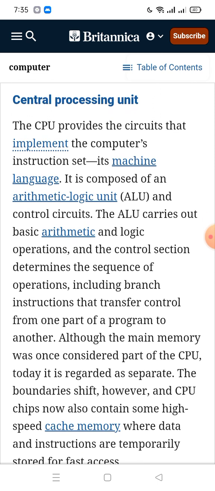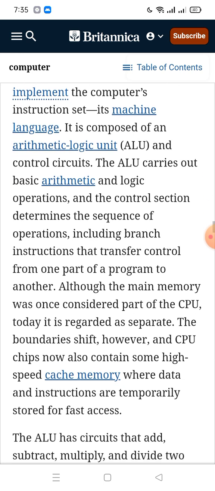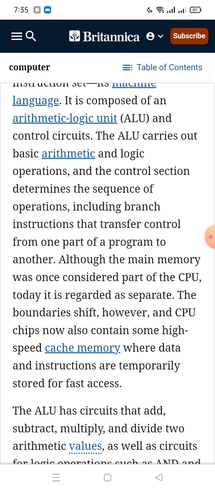The central processing unit, the CPU, provides the circuits that implement the computer's instruction set, its machine language. It is composed of an arithmetic logic unit and control circuits. The ALU carries out basic arithmetic and logic operations, and the control section determines the sequence of operations, including branch instructions that transfer control from one part of a program to another.